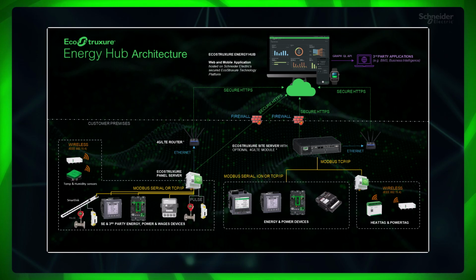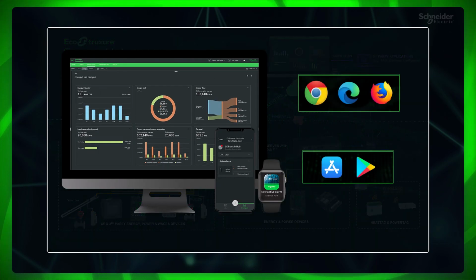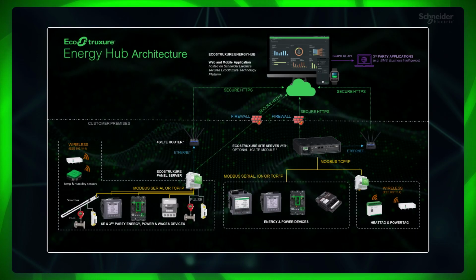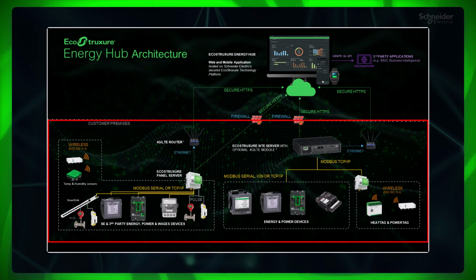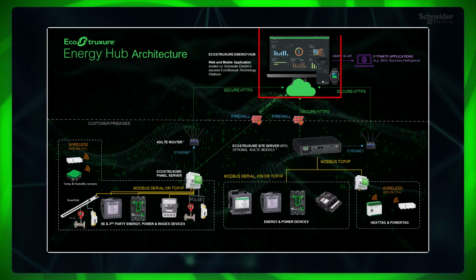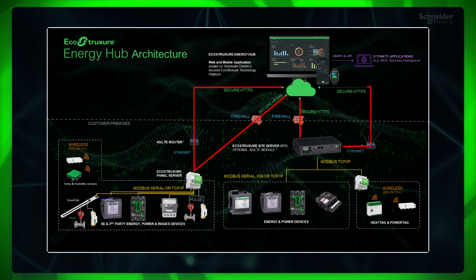As we learned in earlier videos, the Energy Hub application is cloud-based, and you can access it in a web browser without any software installation. The monitoring devices and IoT gateways that are providing the operational data are installed locally in the customer facility. For Energy Hub to receive the data from the monitoring devices, the gateways must be able to connect to the Schneider Electric cloud services.